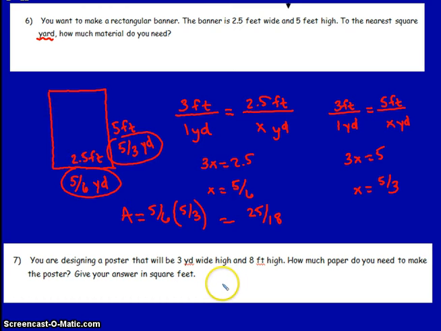And it says how much will I need to the nearest square yard? Well, 25 over 18 as a decimal is 1.38, but I need more than 1 yard. And so to the nearest square yard, I'm going to need approximately 2 square yards.